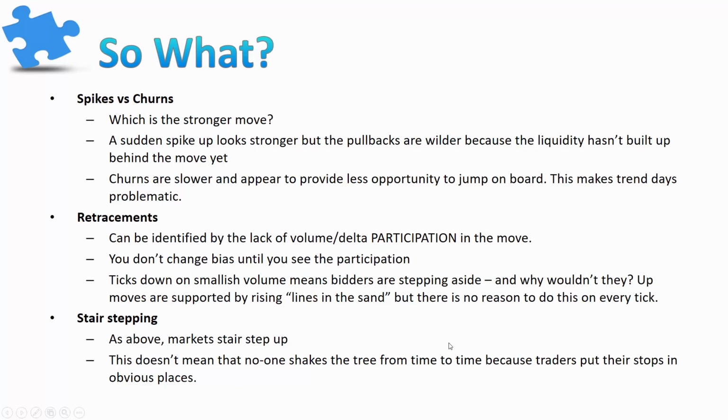Okay, well, so what? This is all theory so far. How do you actually turn this into action? And what even is the benefit of understanding this liquidity consumption model? So let's think about the implications of what we've gone through in terms of things we regularly see in the market. The first one: spikes and churns, or rapid moves up versus slow grinding moves up.